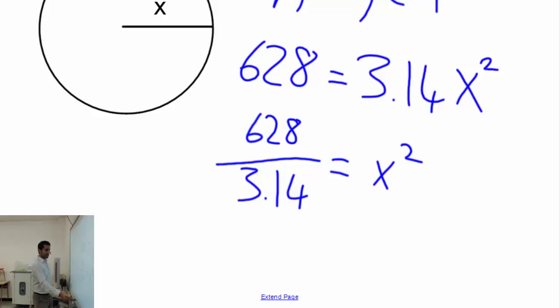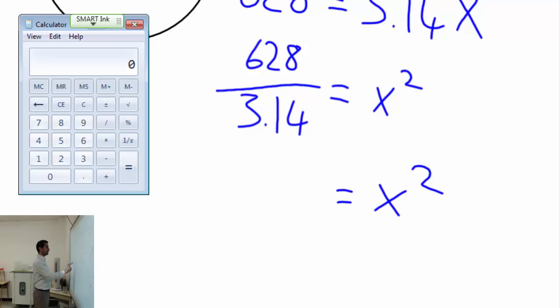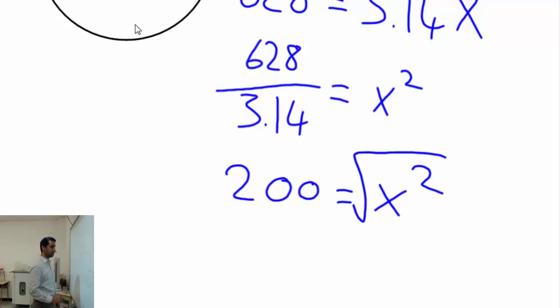Let's organize the left side. We have a division to take care of there. So I'm going to keep x squared the way it is. And I'm going to bring up my calculator to find out what 628 divided by 3.14 is, which is 200. Let's write down 200 here. So, what is x? I don't want to know x squared. I want to know what the x is. Let's take the square root on the right side. Let's take the square root on the left side.